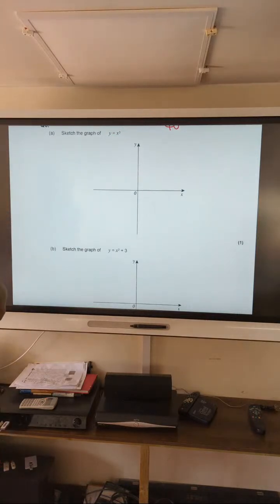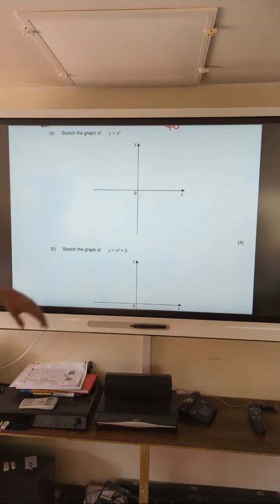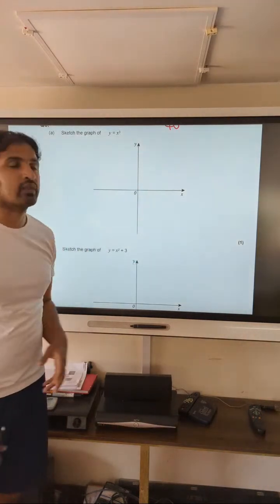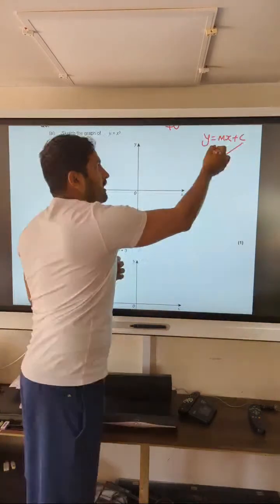Sketch the graph of y equal to x cubed. If you're looking to sketch the graph y equal to x cubed, generally any sketch is always going to be 1 mark. Some people remember what the shapes look like.